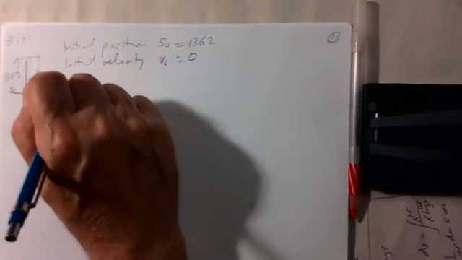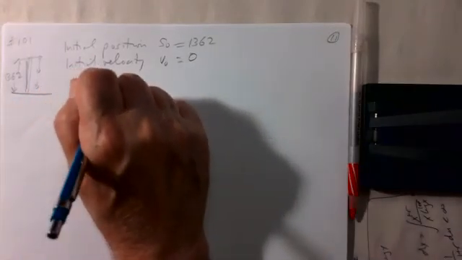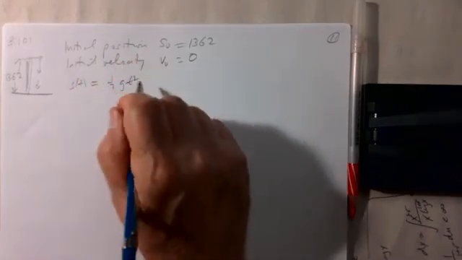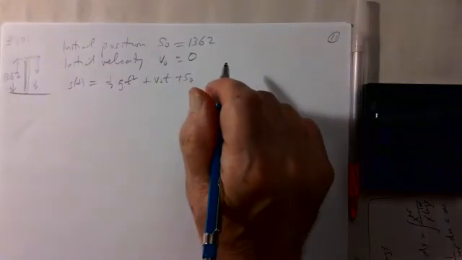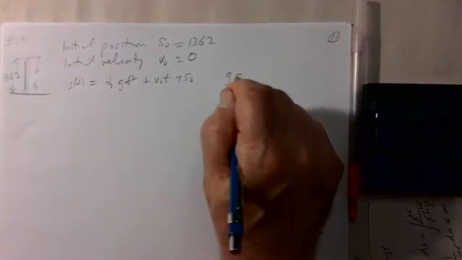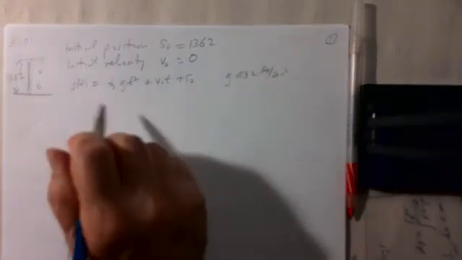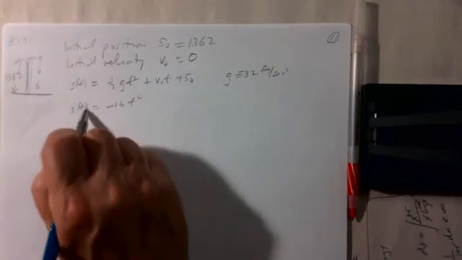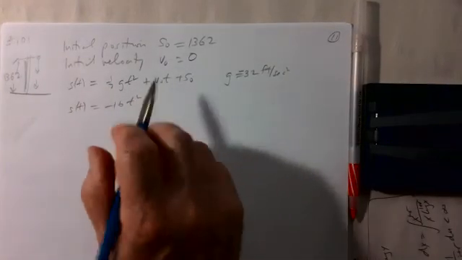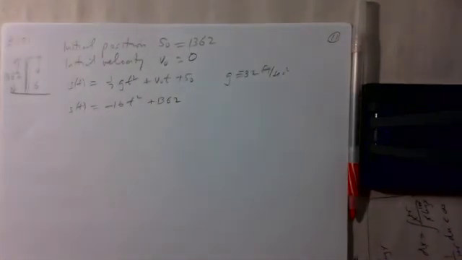So let's recall the formula for the position of this falling object, s of t. It's one half g t squared plus v0 t plus s0. When we're using feet and seconds, g is equal to minus 32 feet per second squared. So a half g is minus 16t squared. The initial velocity is 0, and the height is 1362. So that's our function.